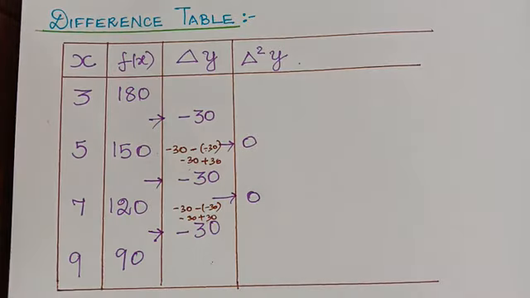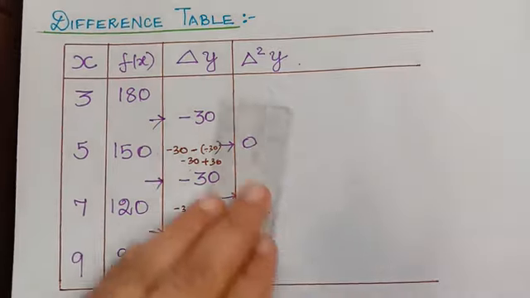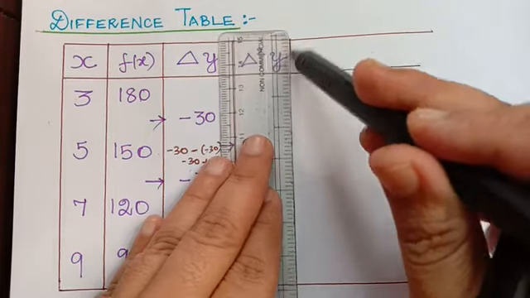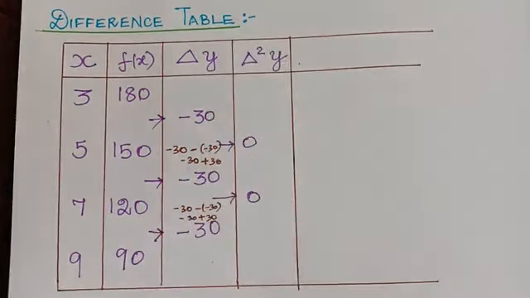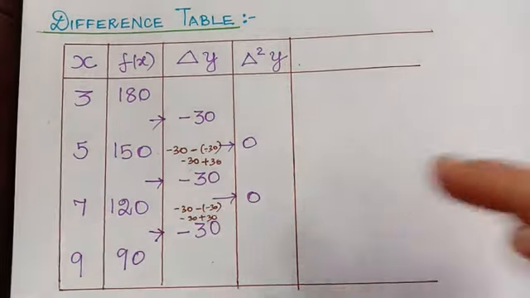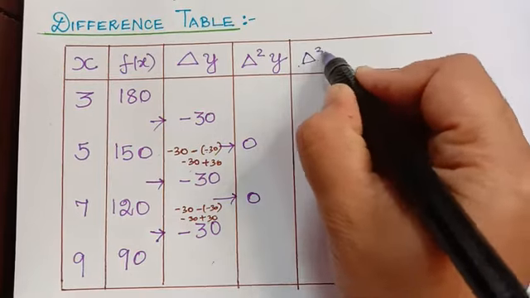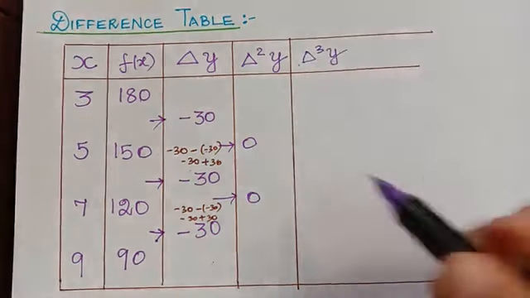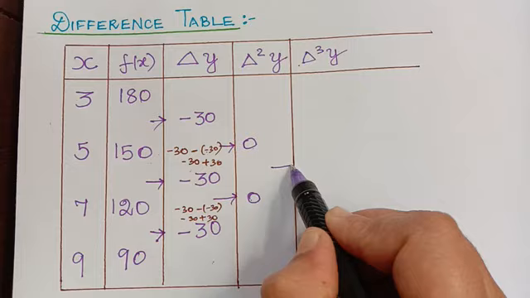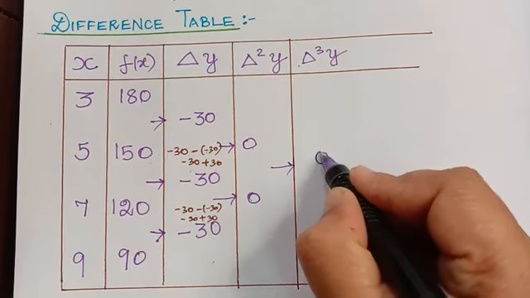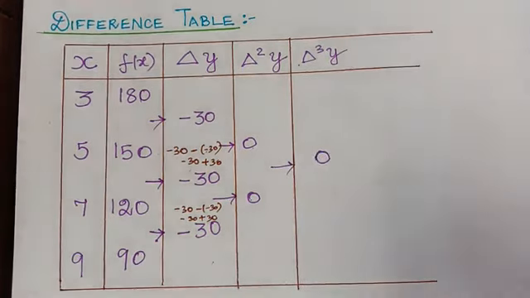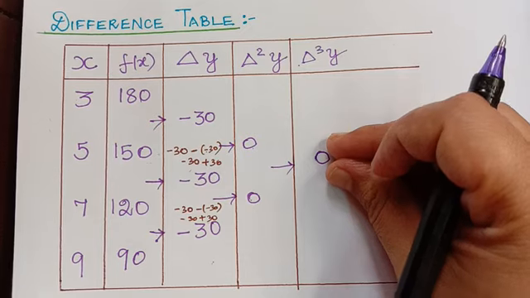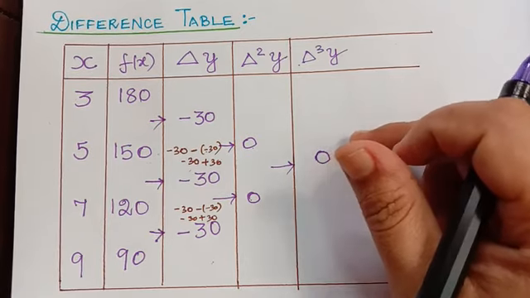So after this, we have to just evaluate delta cube of y, because we need to bring it to one value. For that reason, I'm showing you. Delta cube of y, again this minus this, so 0 minus 0 is obviously 0. With this we have to stop. When it comes to one particular value, we have to stop the difference table.